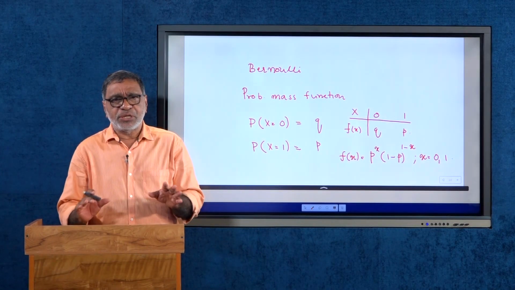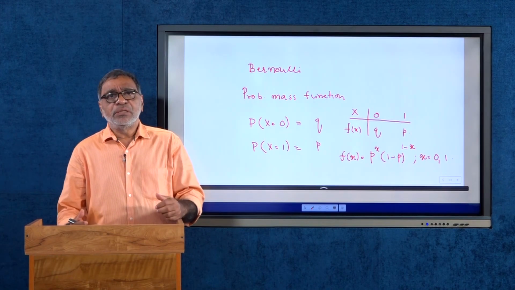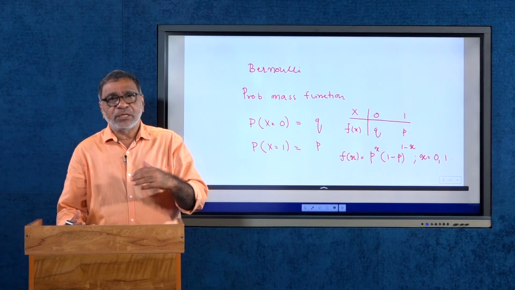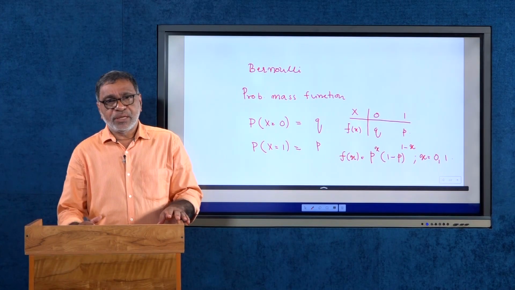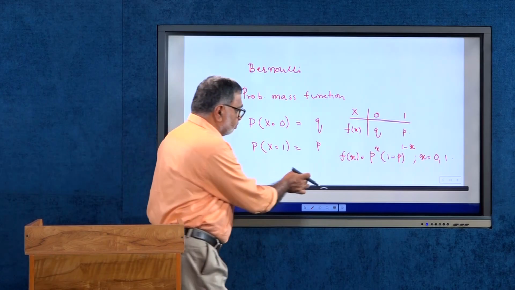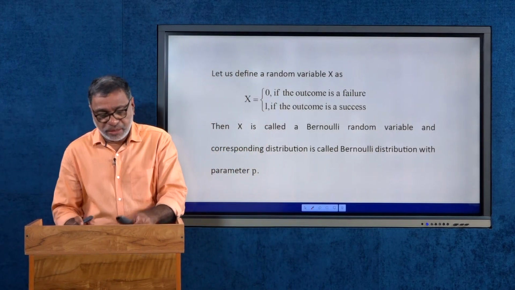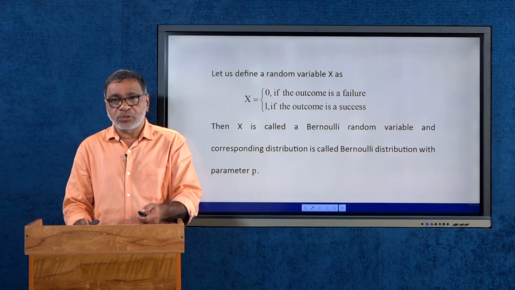This is the simplest discrete distribution. While we are discussing the Bernoulli trials, we get this distribution. And what is the mean and variance of this distribution? So now we are going to find the mean and variance of the distribution.